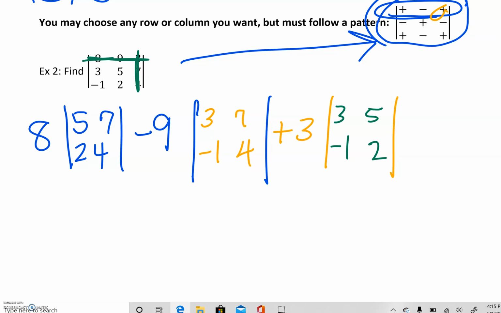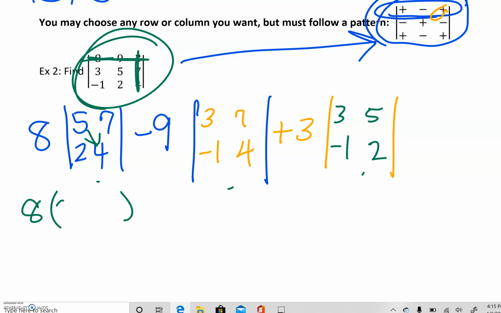And so now, if I find the determinant of each of these 3 things and multiply them by the number on the outside, and do a little simplification, that's going to give me the determinant of the whole 3 by 3 matrix. All right, so this first one I'd have 8, and then the determinant would be 20 minus 14, and then I'd have my minus 9, parentheses, and I'd have 3 times 4, 12, minus a negative 7.